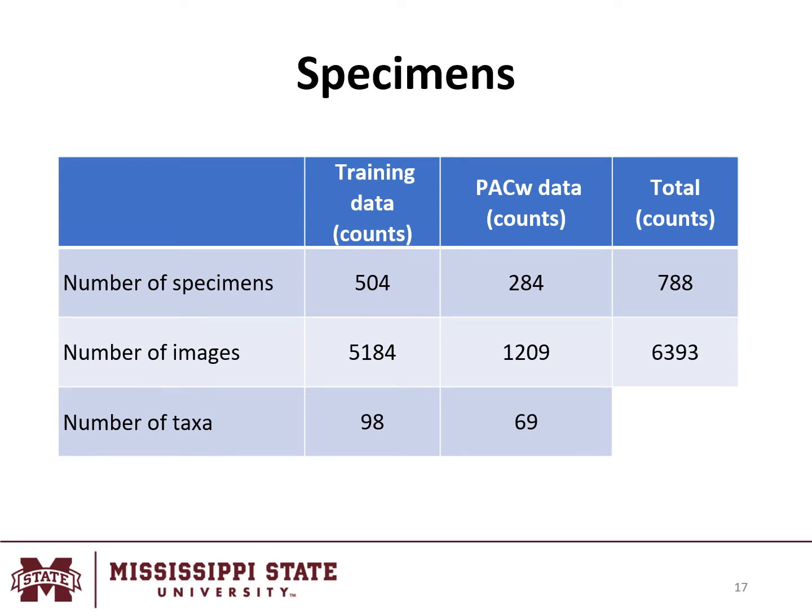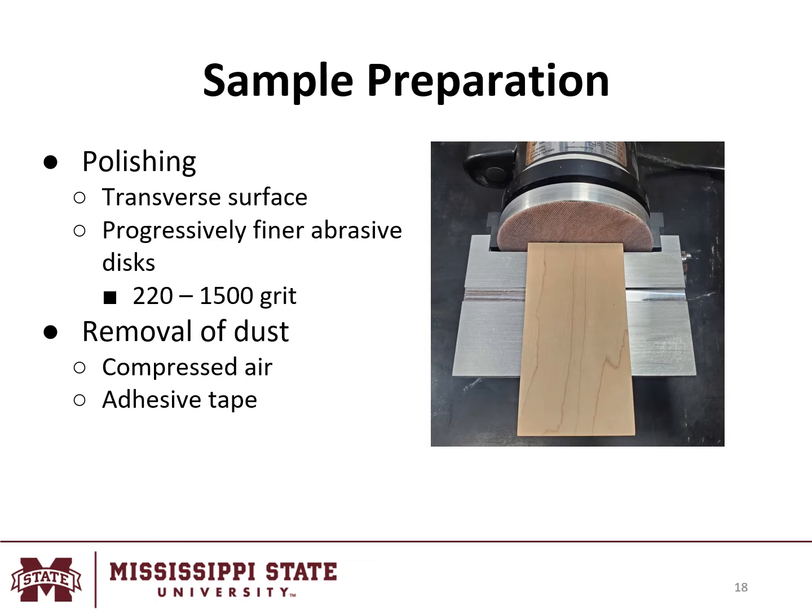Using the XyloTron, we collected 6,393 images across 788 different specimens. The high-level process of sample preparation for these 788 specimens was done by polishing the transverse surface using a rotary disc sander. We used progressively finer abrasive discs from 220 to 1,500 grit sanding discs. Removal of dust was performed between each sanding disc using compressed air and adhesive tape.